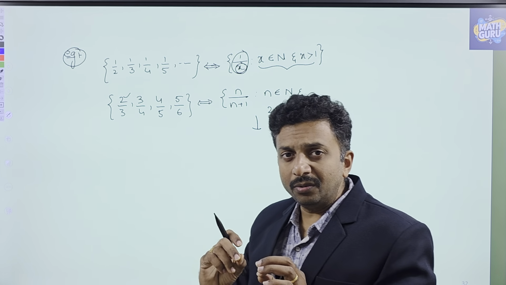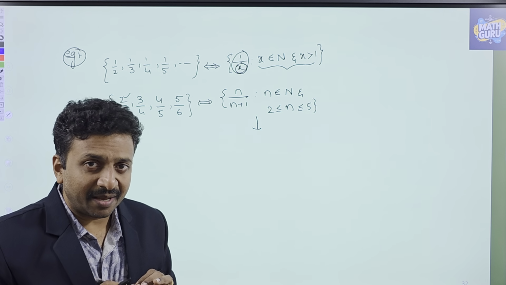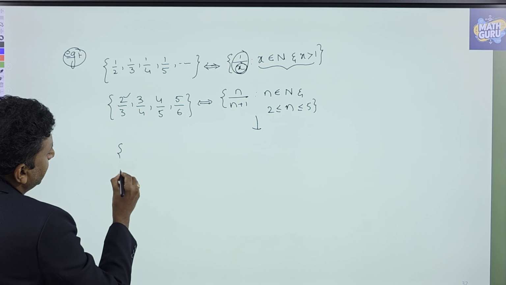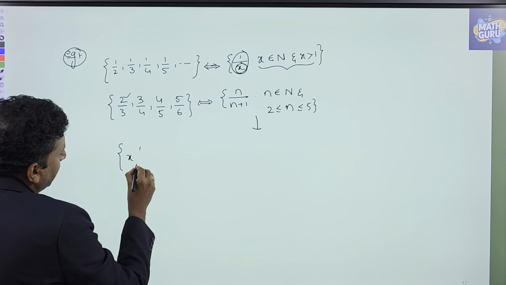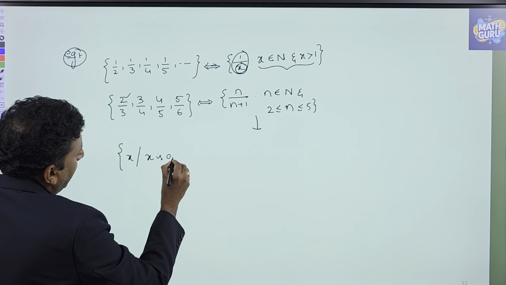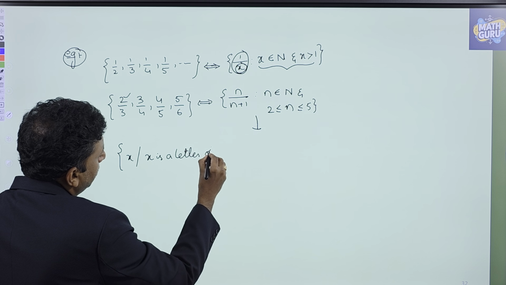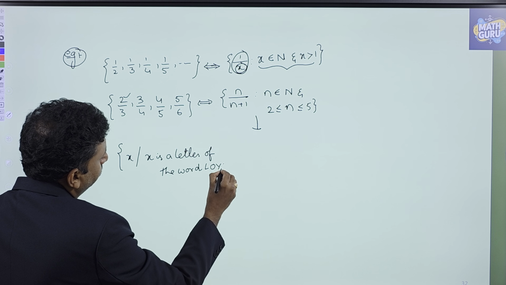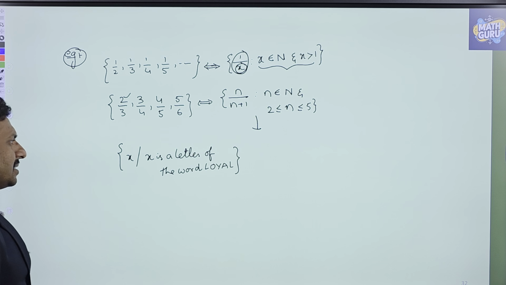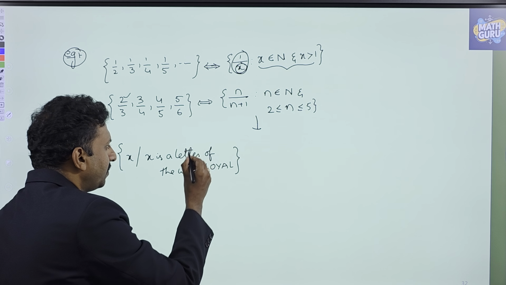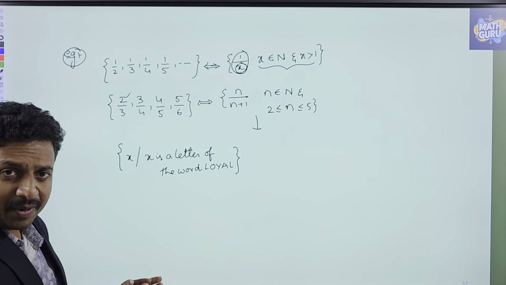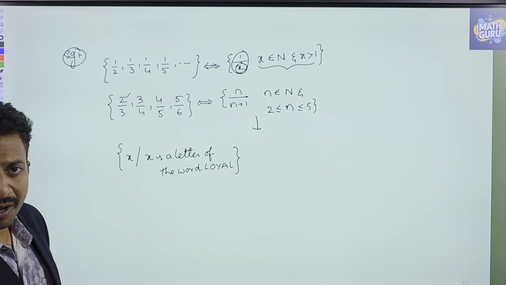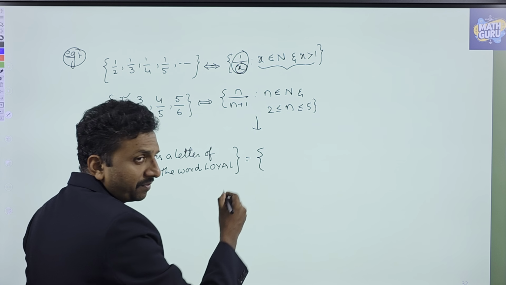Now let us try to understand a tricky example of reconverting. For example, let us say that you have a set of x such that x is a letter of the word loyal. So assume that this is a set builder form. So the set is containing an element x such that x is a letter of the word loyal. So now what is the roster form of this?